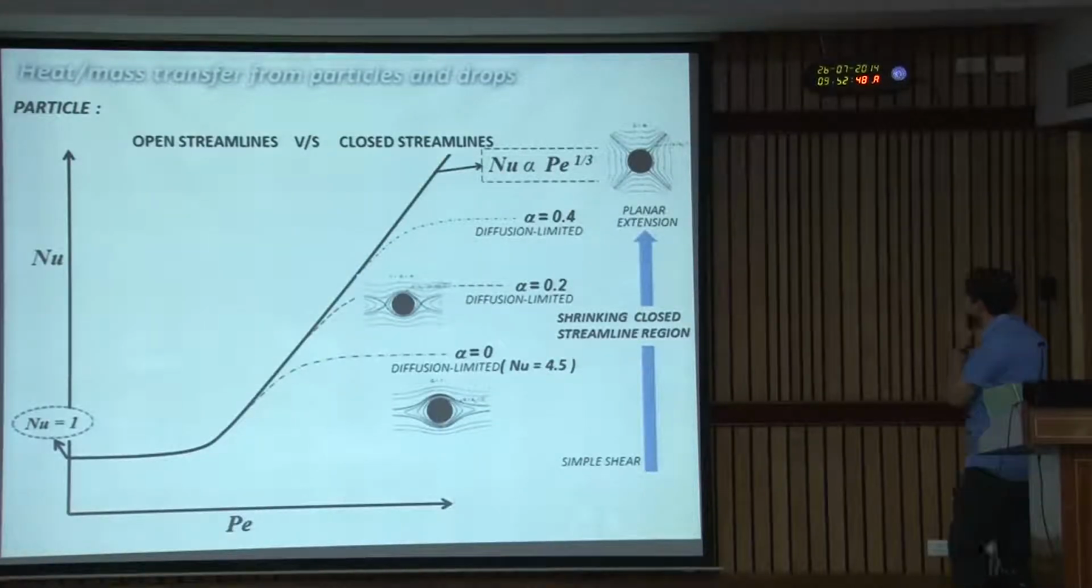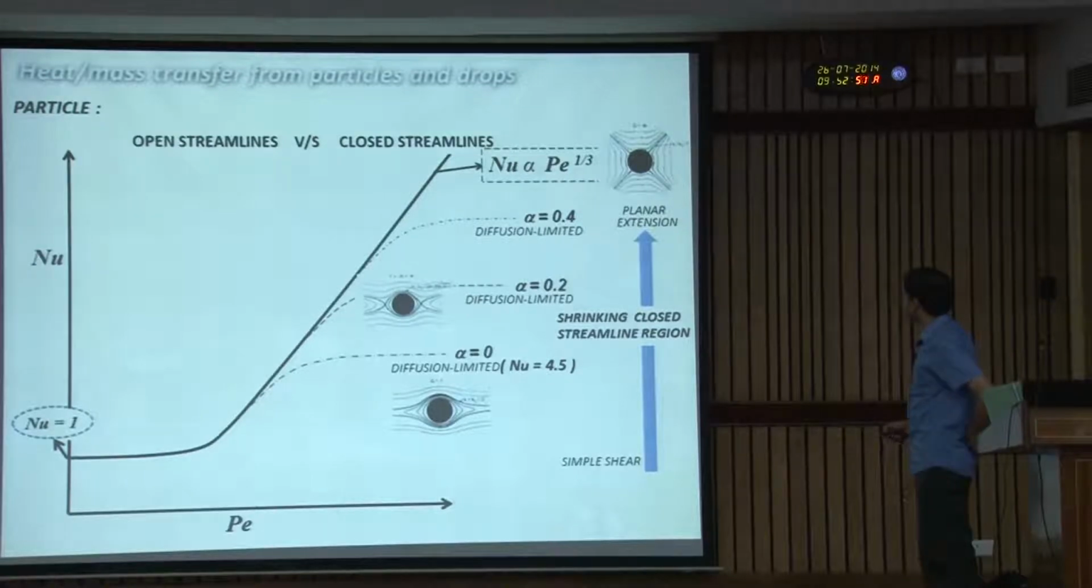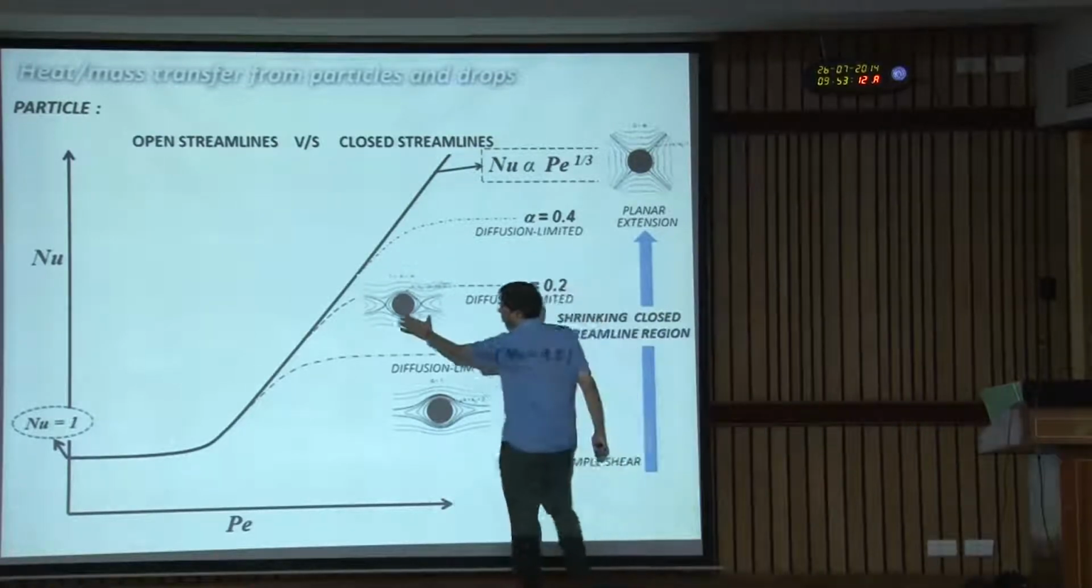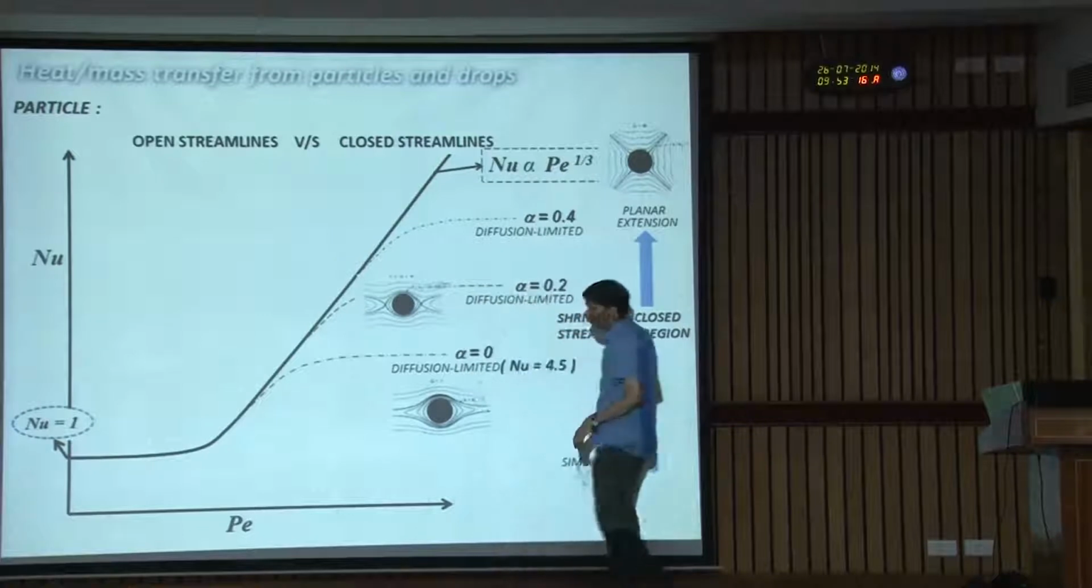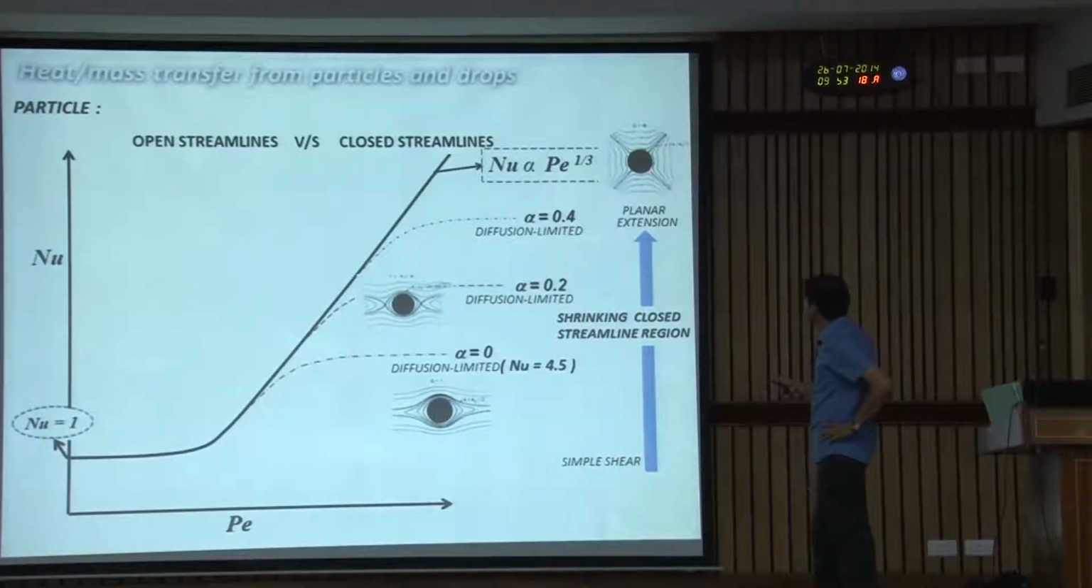So, what happens if we look again at our 1 parameter family of flows? There are 4 flows here. This is alpha equals 0. That is simple shear flow with the particle inside, and you can see the closed streamline region extending to infinity along the flow direction. Then as you add more and more extension, or remove vorticity, that closed streamline region starts to shrink. But there is still one region around the particle. And finally, when you go to alpha of 1, the closed streamline region has disappeared, and streamlines, even the closest streamlines to the particle, are coming from and going to infinity.